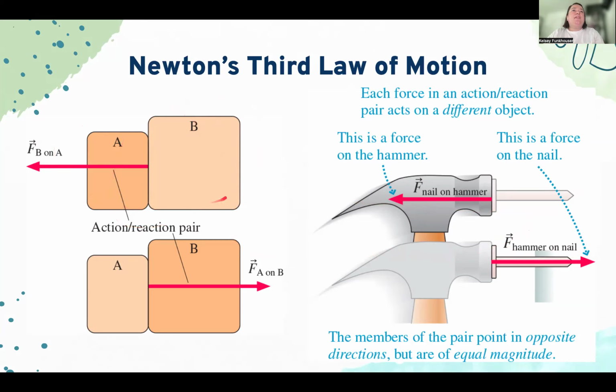So we can also have this with two blocks being pushed in one direction or another. You don't have that information in here, but what we do have is that block B supplies a force on block A, and block A supplies a force on block B. And it's equal in magnitude, opposite in direction. And that makes it an action-reaction pair of forces. And again, acting on two separate objects. Action-reaction pairs do not act on the same object.